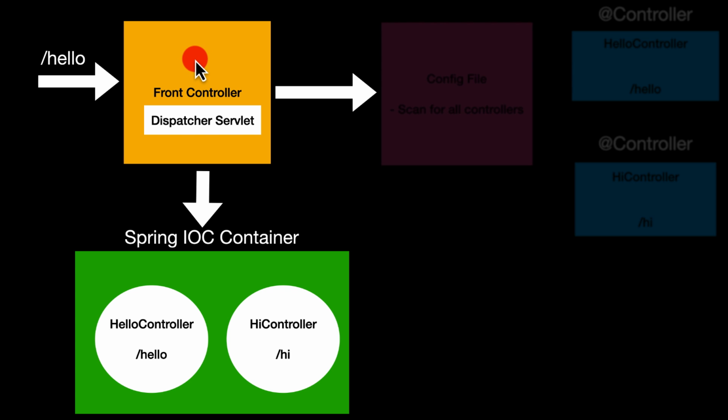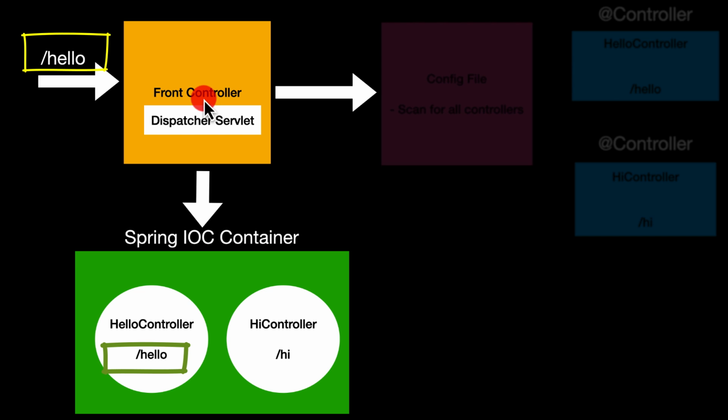And now the front controller takes help of the IOC container or the application context that it has been attached to, and it knows what beans or controllers it has inside the application context and what controller can handle what request. And right now the front controller knows hello controller is the controller which can handle the /hello request. So whenever it has this request incoming, it will dispatch that request to the hello controller.